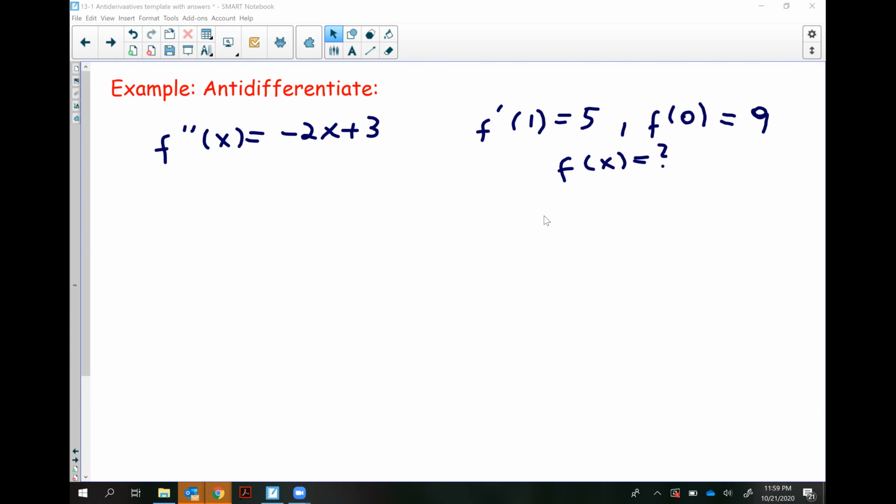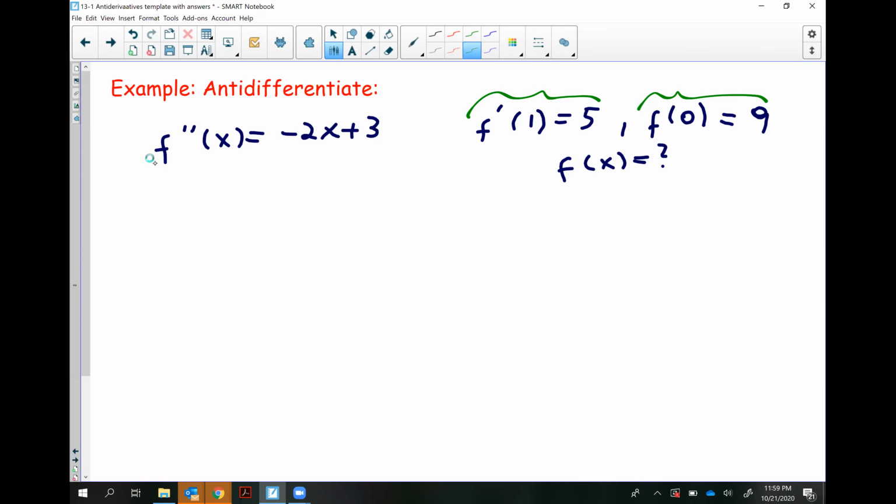Okay, so for this example, we know the second derivative. We're supposed to find the original function f of x. Again, we're going to unpeel the layers, the derivative layers, one at a time. And because they give us some extra information, we are also going to be able to figure out the value of any constant, such as c or d, etc., that may normally arise when you find an antiderivative. We're going to be able to find those values.